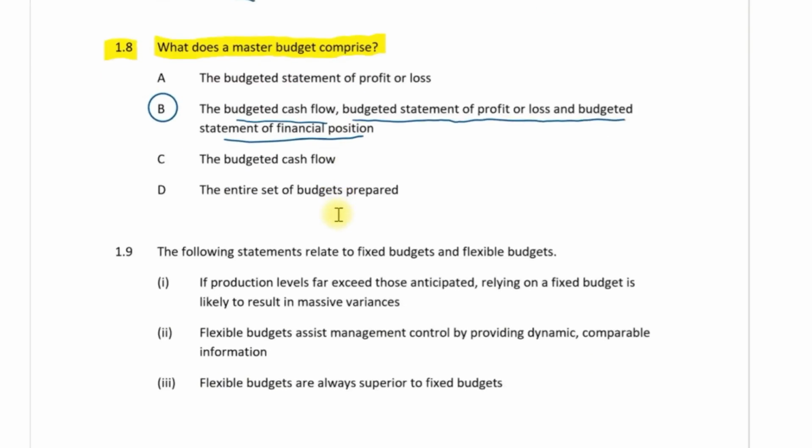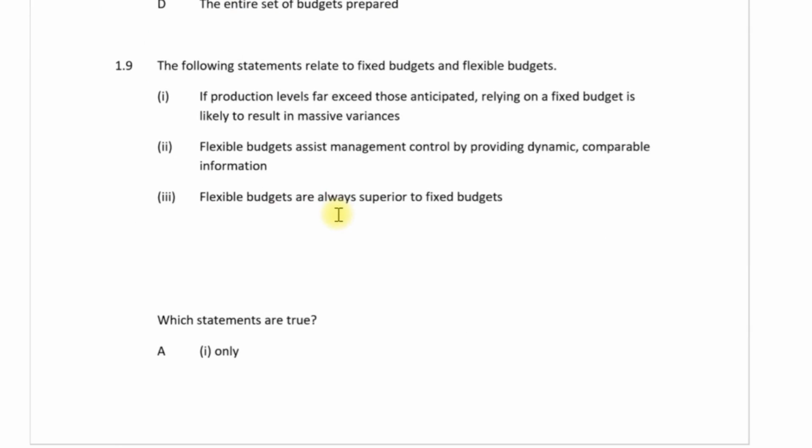Let's move to 1.9. 1.9 is over here. The following statements relate to fixed budgets and flexible budgets. This is a very common topic. You need to know the difference between a fixed budget and a flexible budget. What is it about these particular budgets, right?